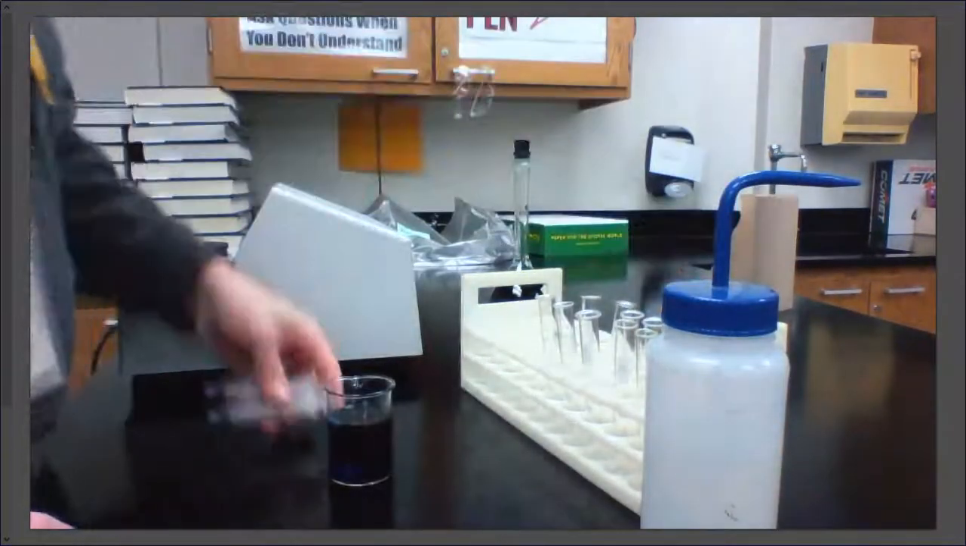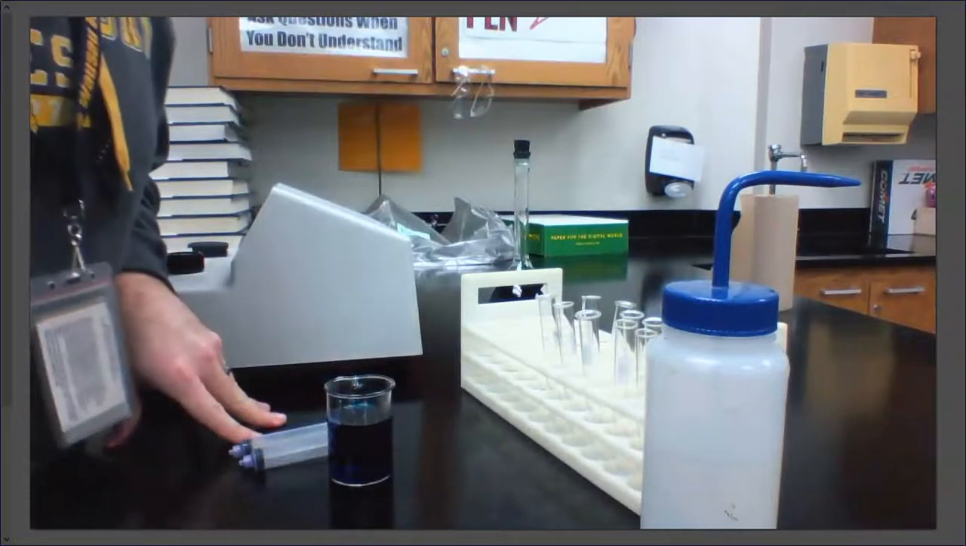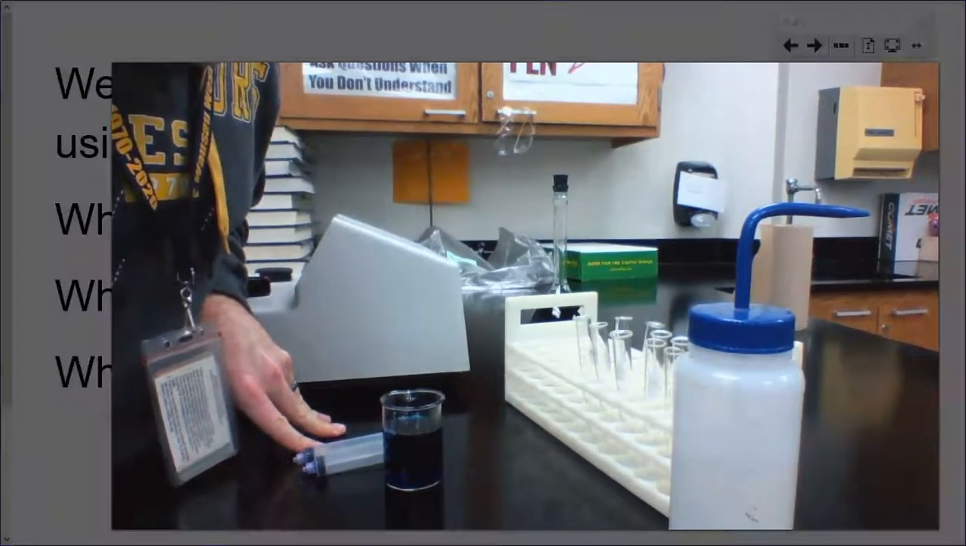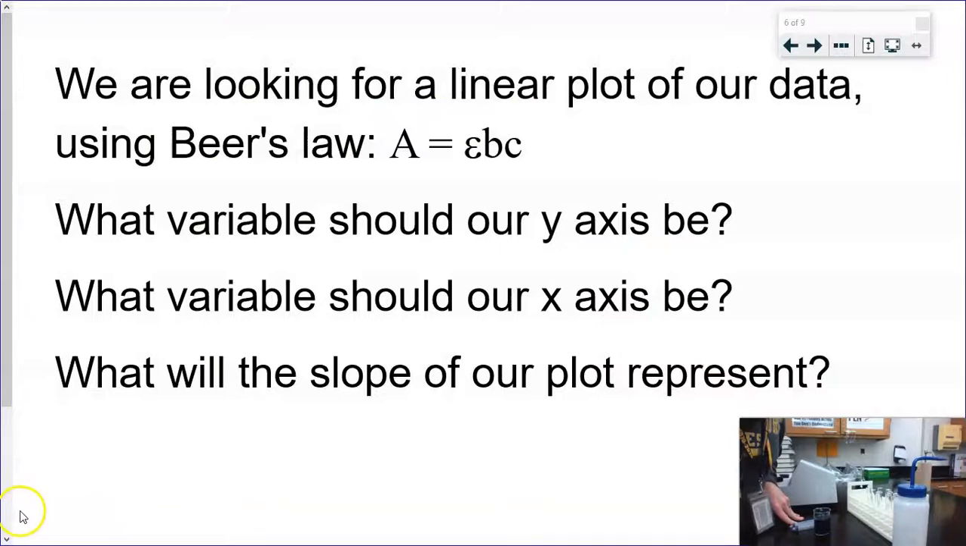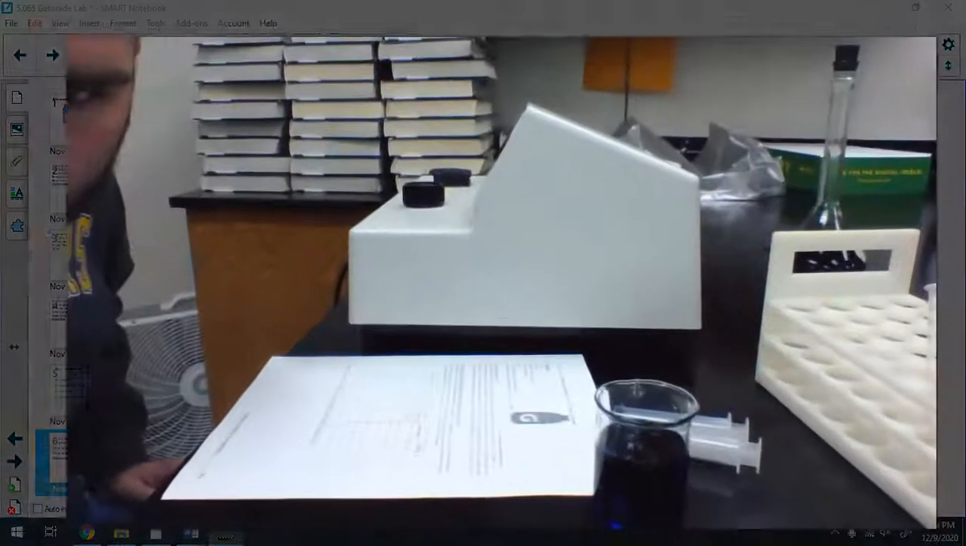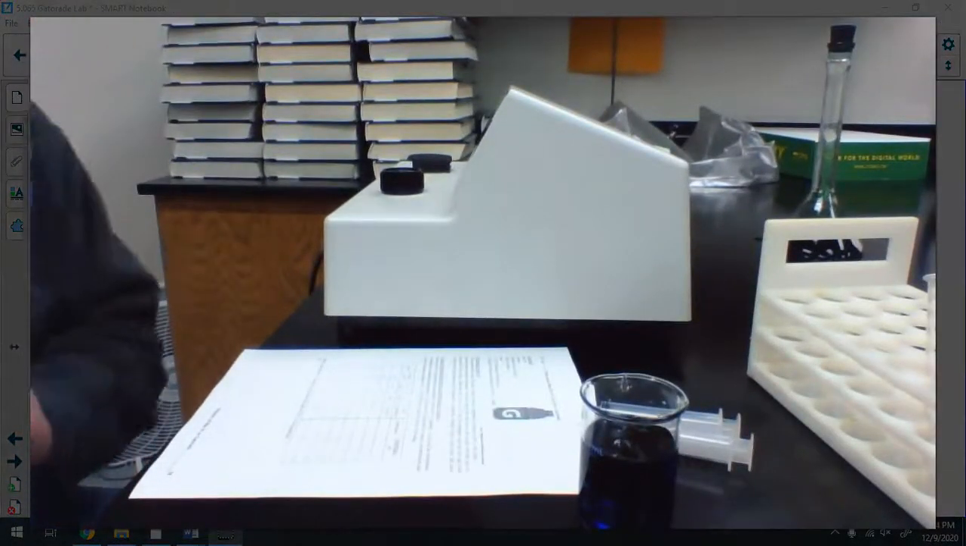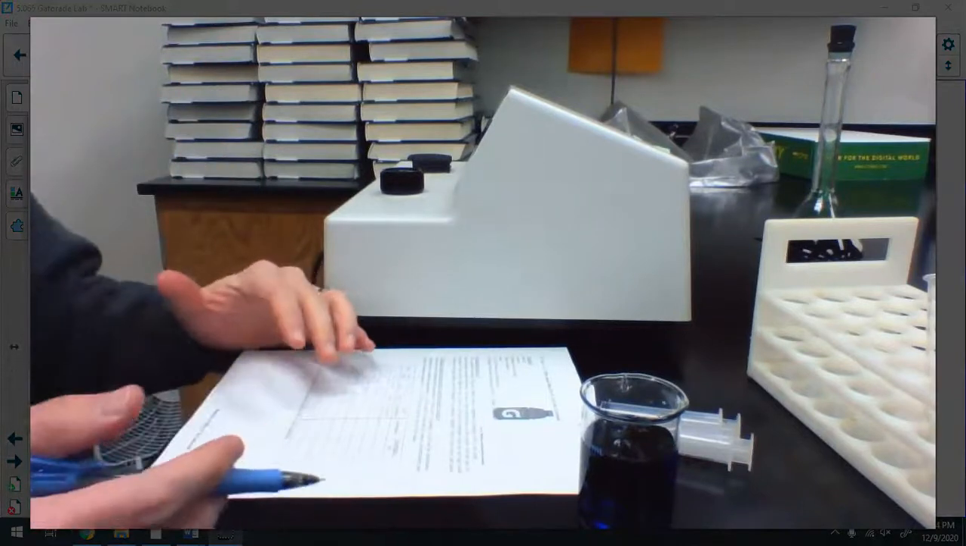So we need to make molarities. What I'm going to do is, hold on. All right, sorry about that. Let's try this again. So what we're going to do is make these solutions, all right?